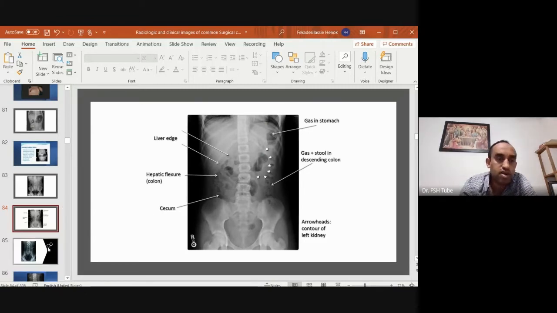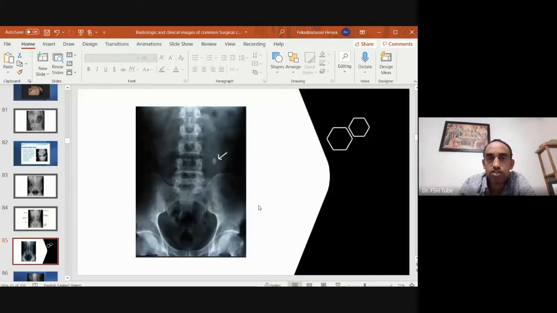So a normal KUB. Any pathology in this one? Of course, there is one. Somebody is pointing here. What is going on here?